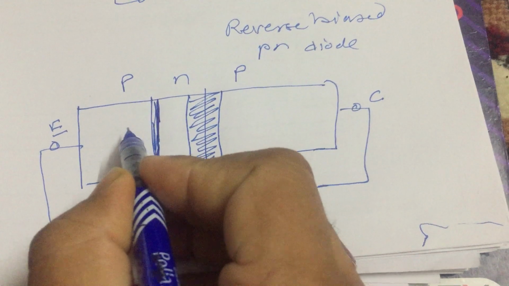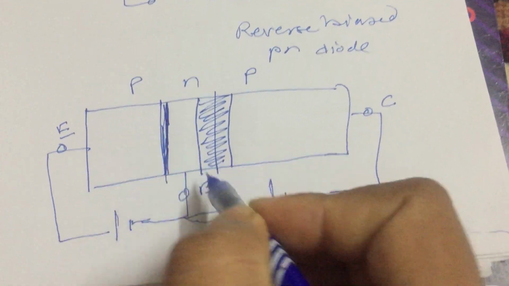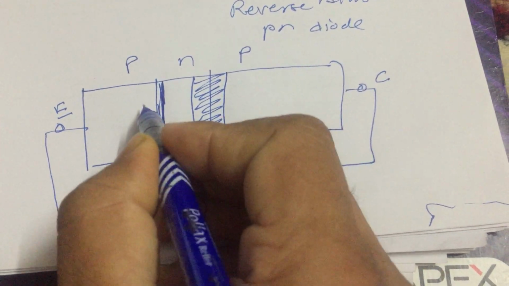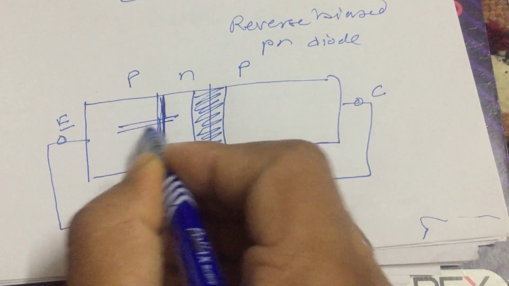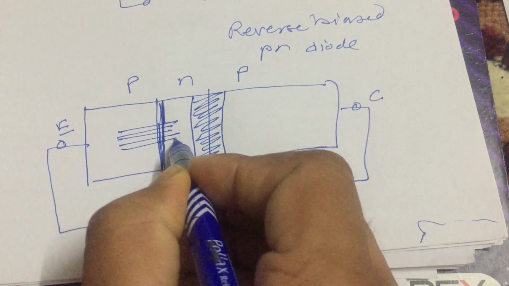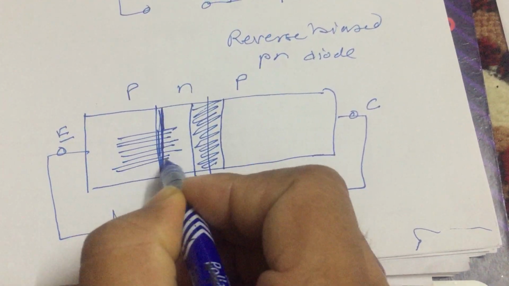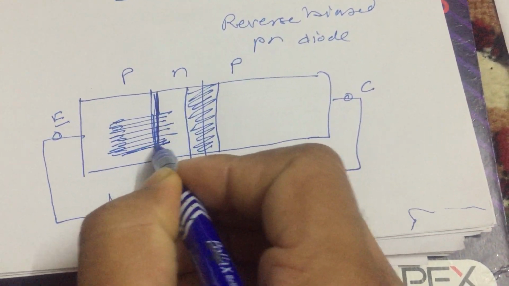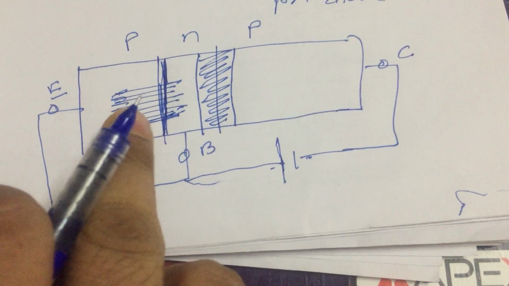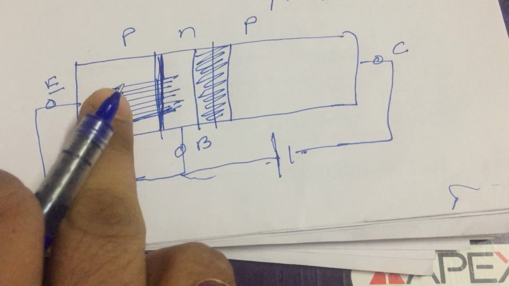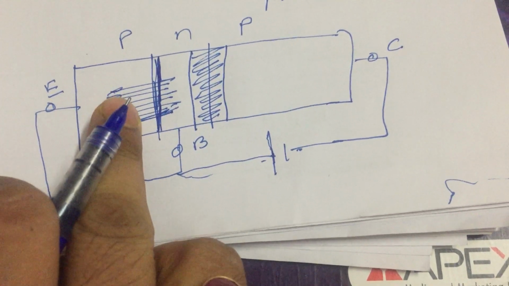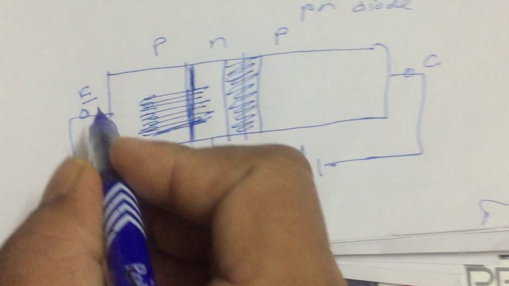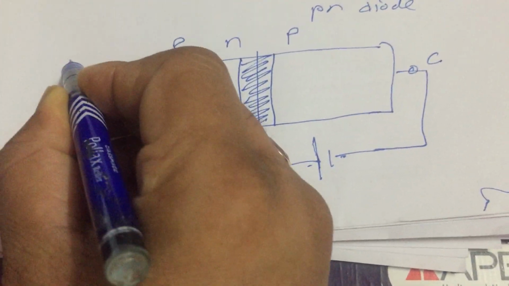Now what will happen? When the emitter base junction is forward biased, all the holes will be able to cross the junction. All holes will be able to cross the junction. They will reach from the P type emitter to the base, and a current flows. This current is the emitter current.